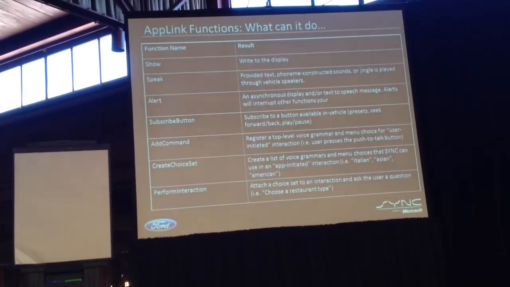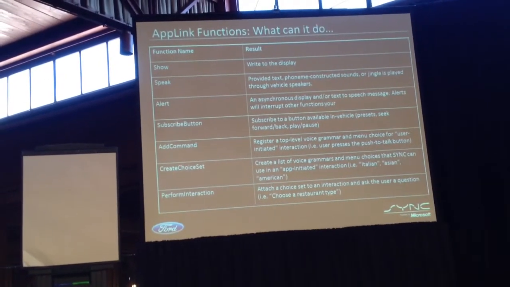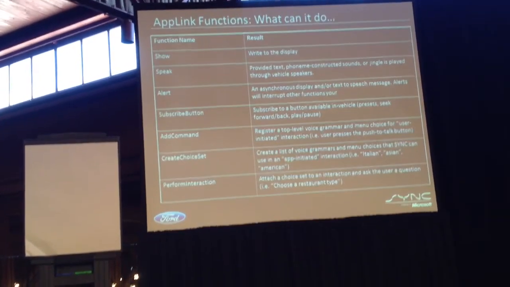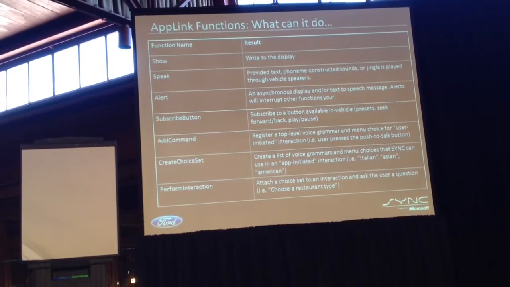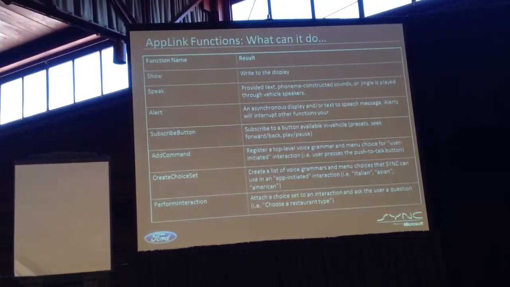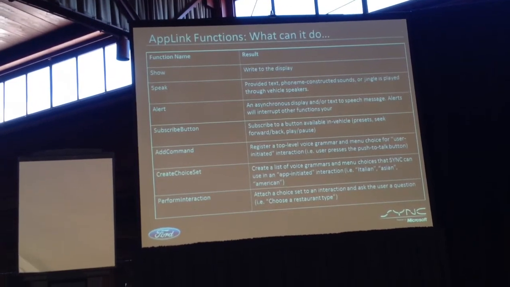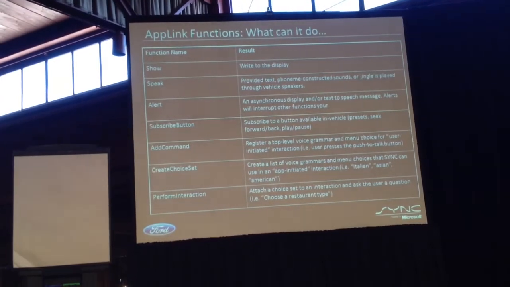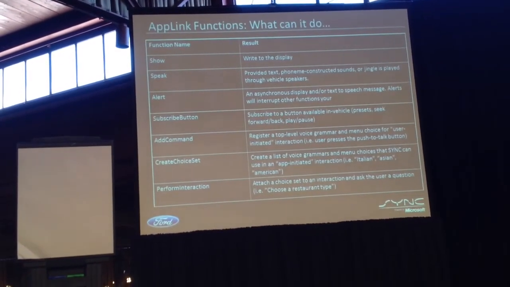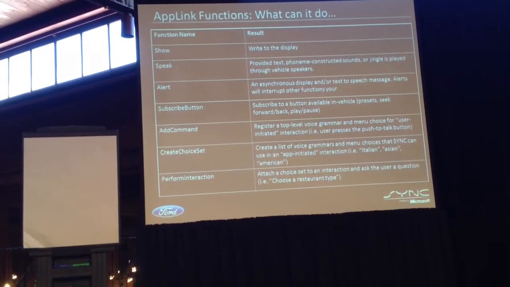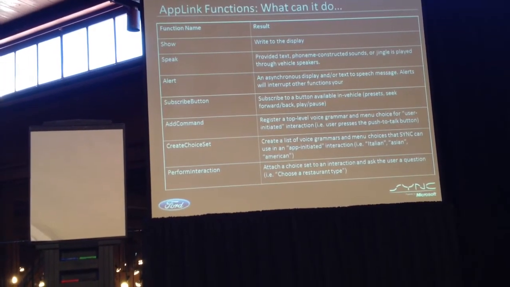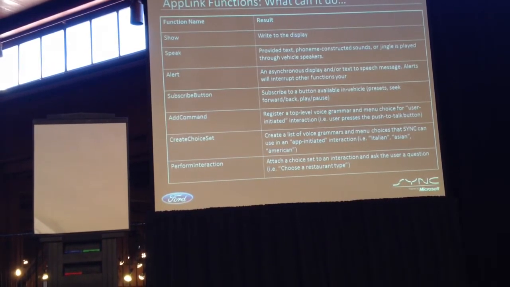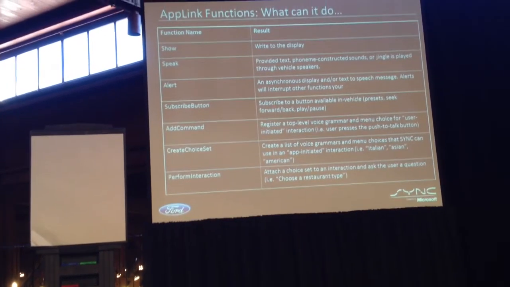And Perform Interaction is literally the question you ask. You attach your choice set to it. In the example I gave, let's say you want to create an app that provides a restaurant. Your choice set would be words like Italian, Asian, American, sushi, whatever it is. Then your Perform Interaction is what Sync says, "Choose a restaurant type," and you attach your choice set, and it'll be listening for those particular words for you.